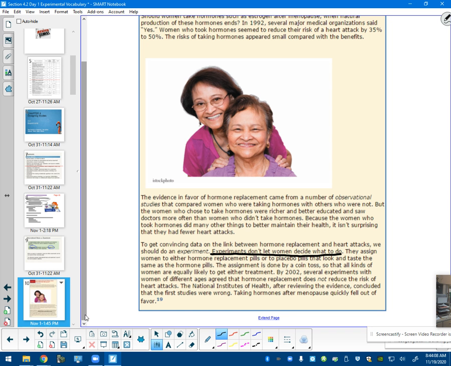After reviewing the evidence, they concluded that the first studies were wrong. Taking hormones after menopause quickly fell out of favor. And so this happened in the last 10 years for women. So when I started menopause, I got no drugs, no hormones, no nothing. My doctor said, yeah, that was something we used to do. You'll be fine, don't worry about it.